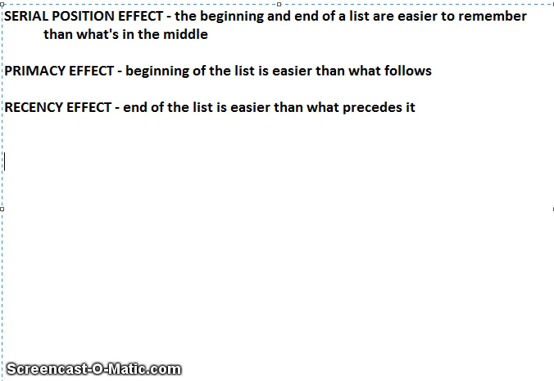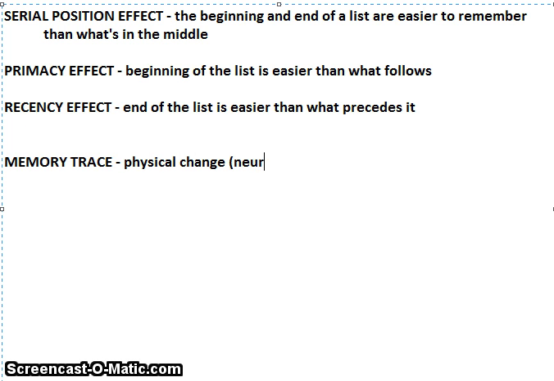Now, one factor in memory is the fact that your brain physically changes when you create a memory. It doesn't matter if it's a short-term memory or a long-term, there is a physical change at that neural level. The neurons are changing with a memory. That is called memory trace. So memory trace is the physical change, again, with the neurons, when a memory is formed.